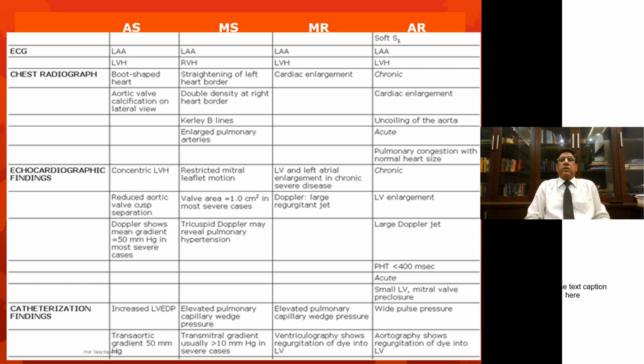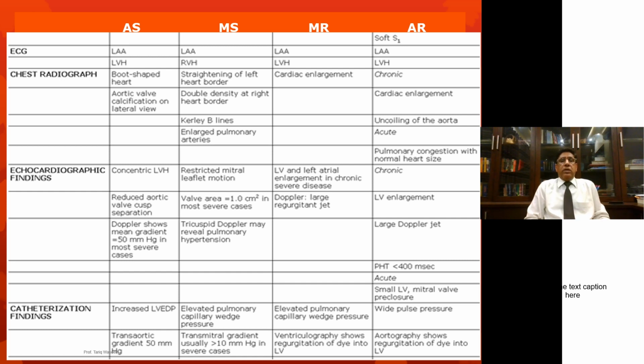shown in previous lectures. In mitral regurgitation, there would be overall cardiac enlargement and congestion. In aortic regurgitation, of course, you would have cardiomegaly and some uncoiling of the aorta in chronic cases, but in acute cases, there would be pulmonary congestion with heart size maybe normal. Again, we have seen this in a previous lecture on aortic valve disease. In echocardiographic findings, there would be concentric left ventricular hypertrophy in aortic stenosis.